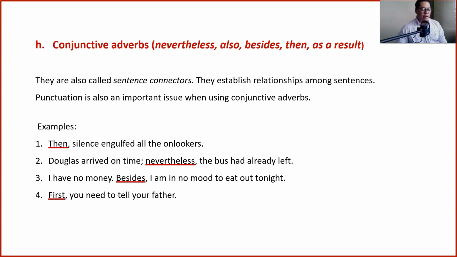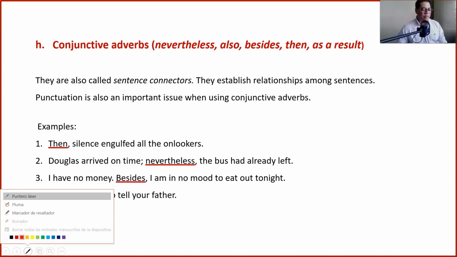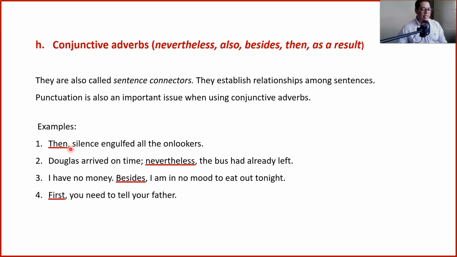So here we have some examples of conjunctive adverbs. Then silence engulfed all the onlookers. See, here we have this conjunctive adverb, and it's very common that people think that this is a subordinating conjunction. It is not. Then silence engulfed all the onlookers. Douglas arrived on time. Nevertheless, the bus had already left.